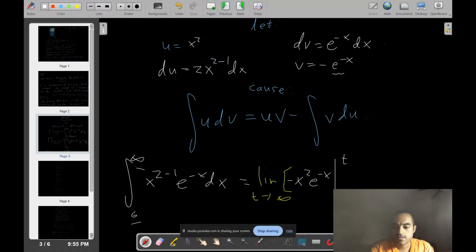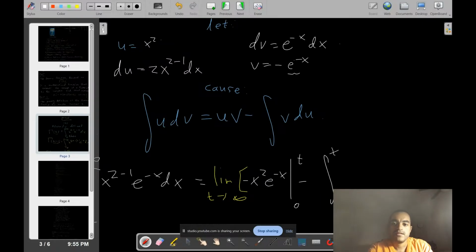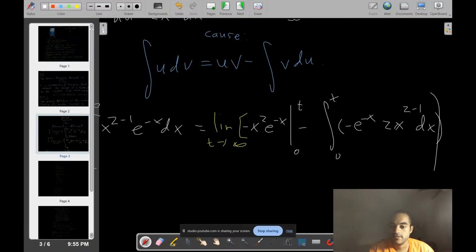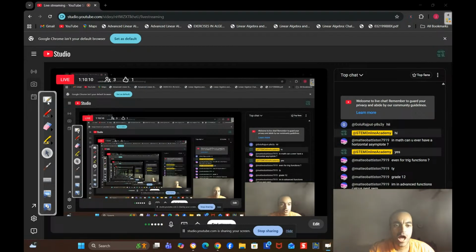Then minus the integral from 0 to t, replacing the infinity with t now, of v du. v was minus e to the negative x, times du, which is z times x to the z minus 1 dx, in a bracket. It should be a square bracket, but you get the idea. Any questions in the chat?